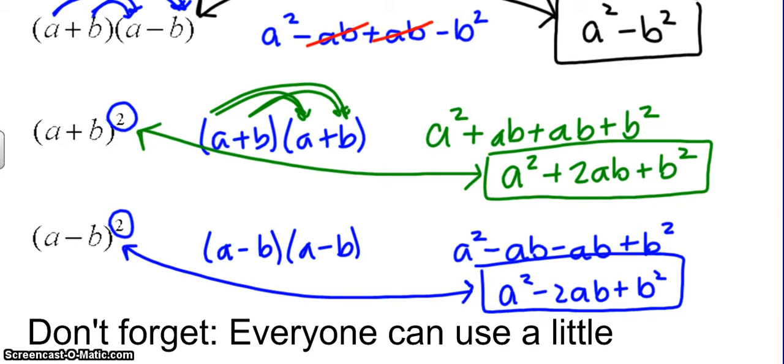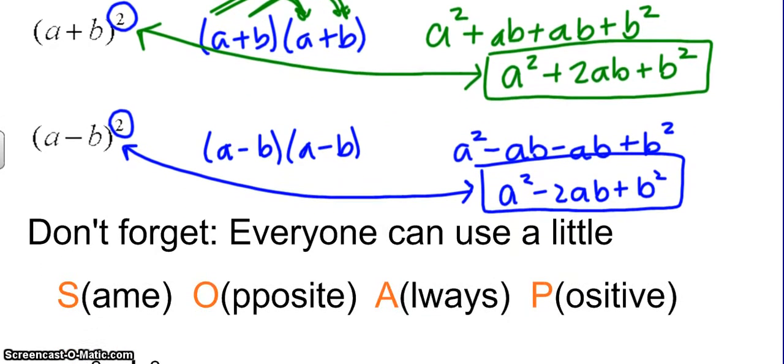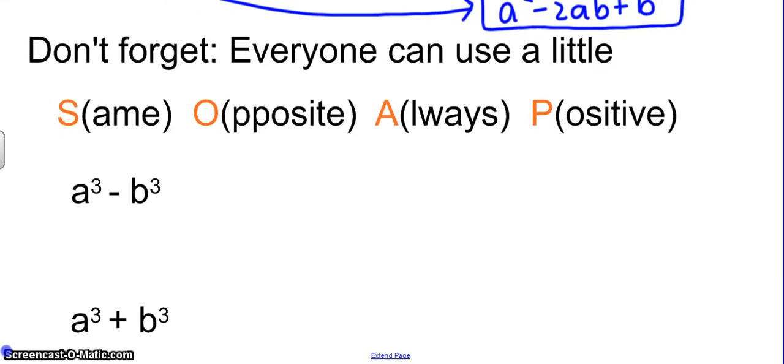The last type of special product that you want to be aware of is something that we call SOAP. SOAP stands for same, opposite, always positive. This is something you learned in your second year algebra course. If you are trying to factor a polynomial that can be viewed as a difference, subtraction there, or a sum, addition there, of perfect cubes, then you are first going to want to figure out what is being cubed. So in this first term, a is what's being cubed, and in the second term, b is what's being cubed.